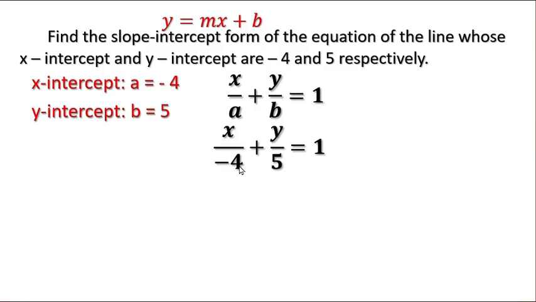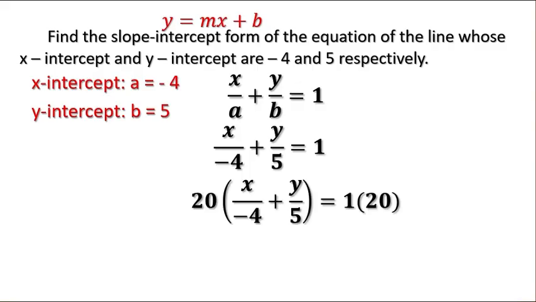So we need to clear the denominators in our solution. So what is the LCM of 4 and 5? So we know that the LCM of 4 and 5 is 20. So we need to multiply both sides of the equation by 20. Thus we have this as our result. Next, we will multiply 20 to the terms here in our binomial.